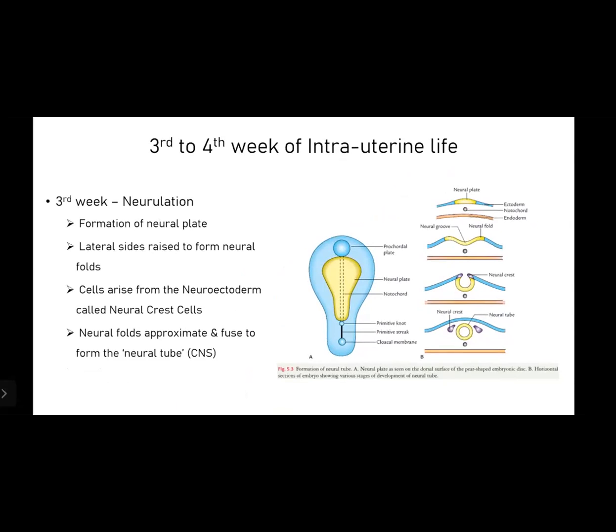Okay, and then if you look at the tip or the crest of these folds, they form the neural crest cells. And these neural crest cells are very important because they give rise to many structures as well. Slowly over time, the neural folds will approximate and fuse together to form the neural tube, which is the precursor for the central nervous system. So you can see that it has become a tube already.